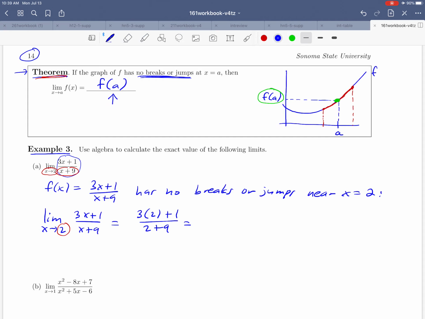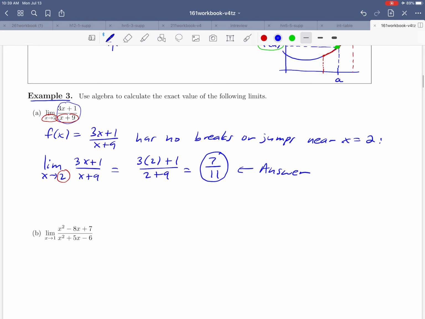So let's see, in the numerator we get 2 times 3 plus 1, that's 7, and in the bottom we get 11, and that means that 7 over 11 is the exact value of our limit. Notice we were able to get that without looking at any graphs and without making any tables. That is the exact value of our limit. Okay, let's do one more example here.